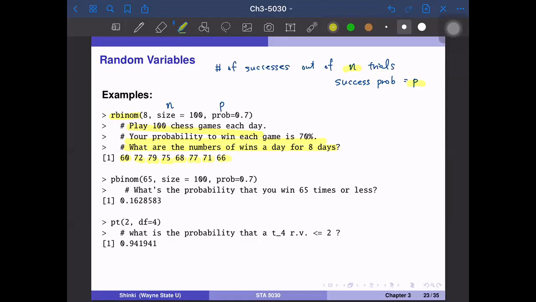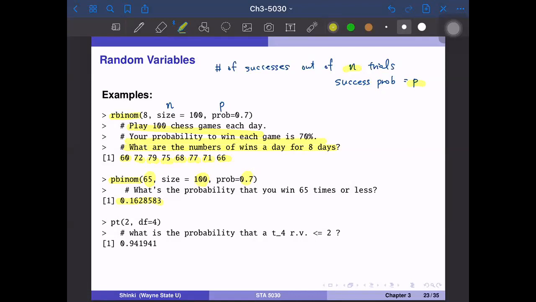So how about the probability function, pbinom? This calculates the probability that the number of wins is less than or equal to 65, given this n and p. On average, we get 70 wins, so less than or equal to 65 should have a small probability. And actually, we get 16.3%.